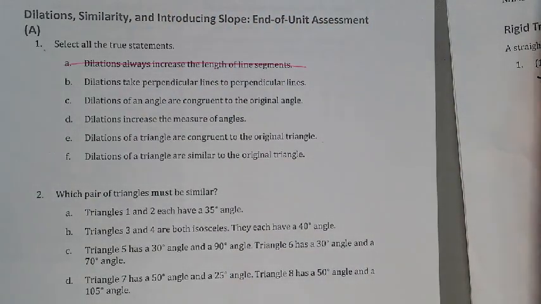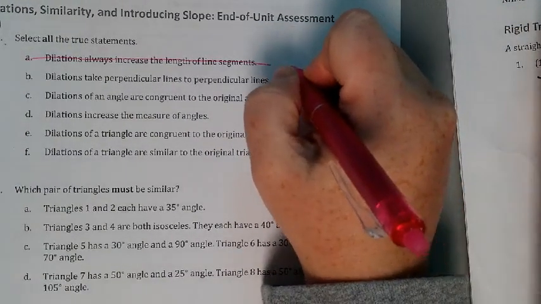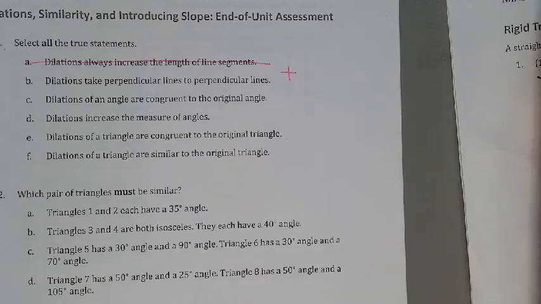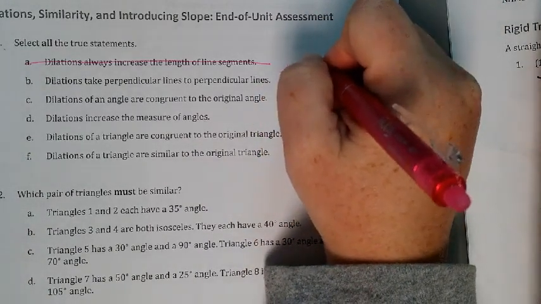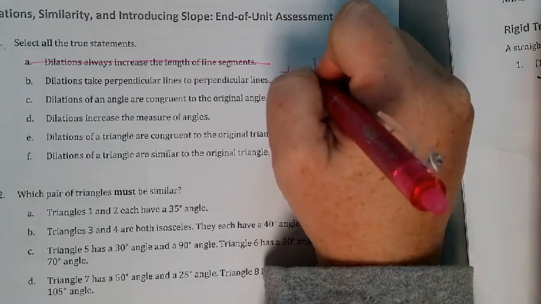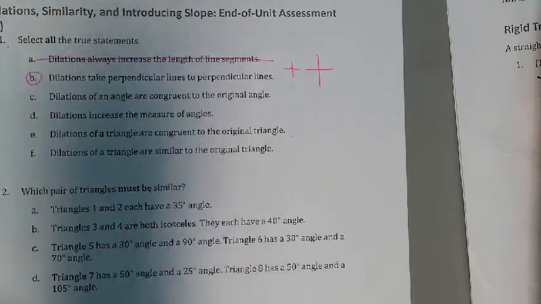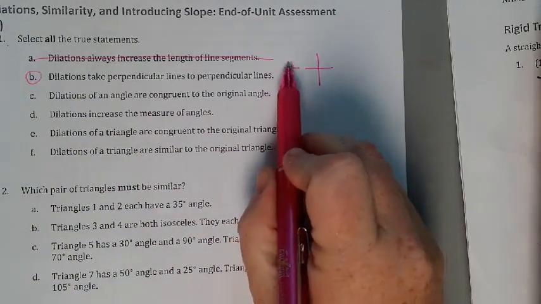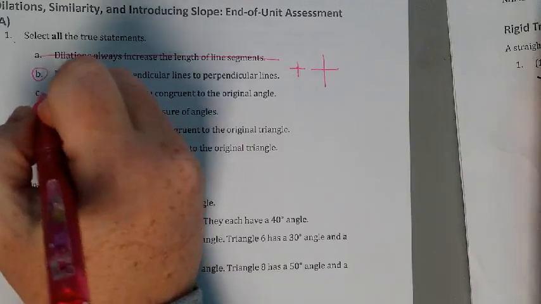Dilations take perpendicular lines to perpendicular lines, meaning that if we have this T shape and we dilate it with a scale factor 2 around the origin, it is now this big. My perpendicular lines are still perpendicular, so that is true. Dilations of an angle are congruent to the original. So all the angles in this and all the angles in this did not change. So that means they are congruent.